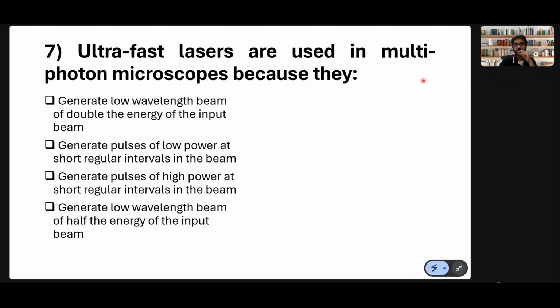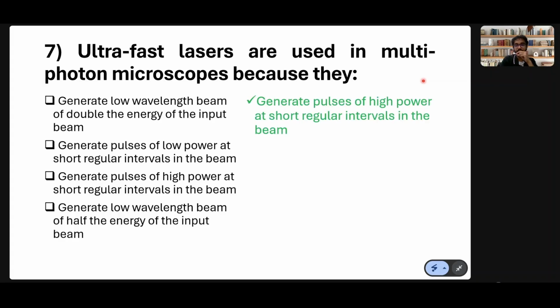Ultrafast lasers are used in multiphoton microscopes because they do what? So we all know why ultrafast lasers are used. They are used to generate pulses of high power at short regular intervals in the beam. So the answer is option C, high power, short regular intervals.